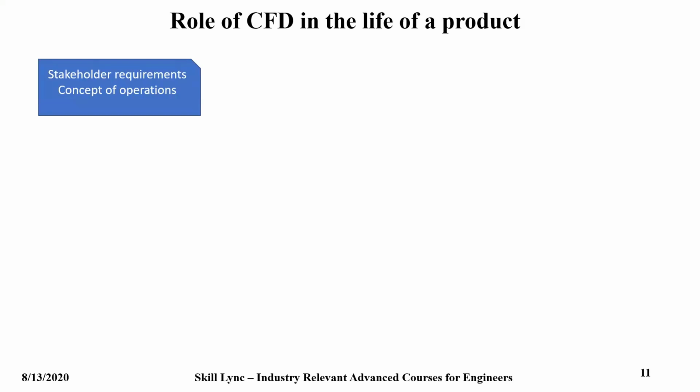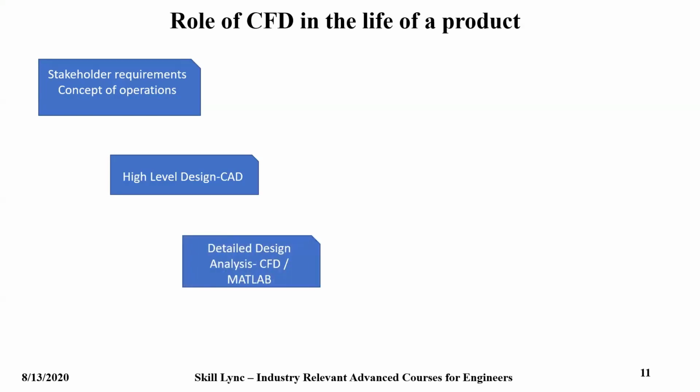Then the engineers at the manufacturing company get into design mode and produce a high-level design, which is usually released as a drawing document, and they use CAD tools like AutoCAD, SolidWorks, CATIA, and so forth. Moving further, they have to validate this high-level design using detailed design. This is where CFD, MATLAB, and CAE (computer-aided engineering) software and tools are used to help validate the CAD model that was developed earlier. So this is where CFD is used.